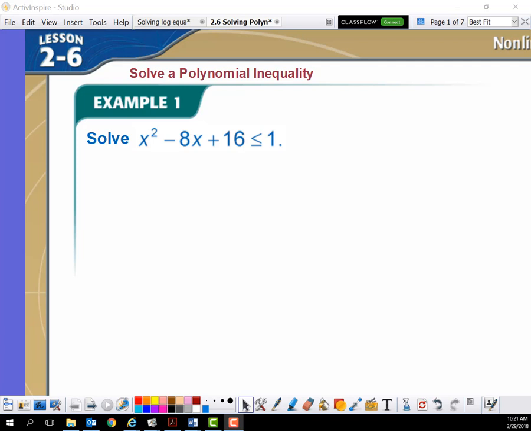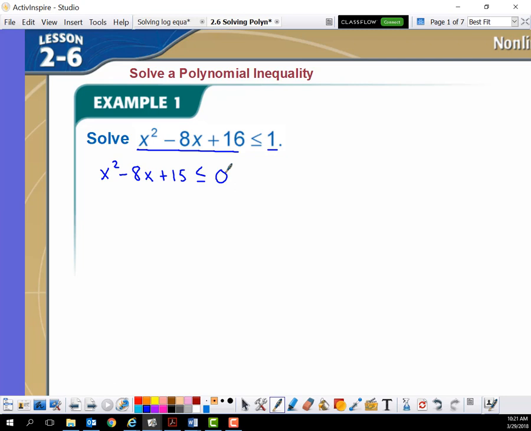So the first problem that we're going to do here is solve x squared minus 8x plus 16 is less than or equal to 1. Okay, the first thing we want to identify here is we want to try to get this equation to be less than or equal to 0. So we're going to take this 1 and move it to the other side. Let's just simply rewrite it as x squared minus 8x plus 15 if we subtract the 1 on both sides. Now that's less than or equal to 0.